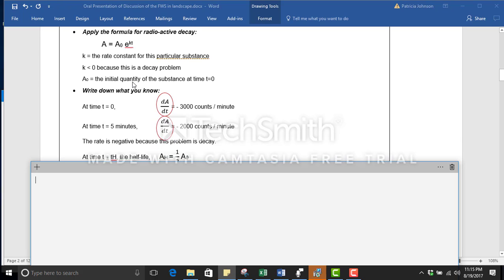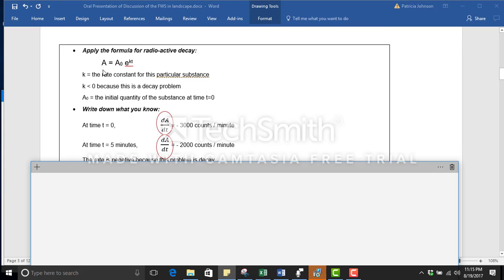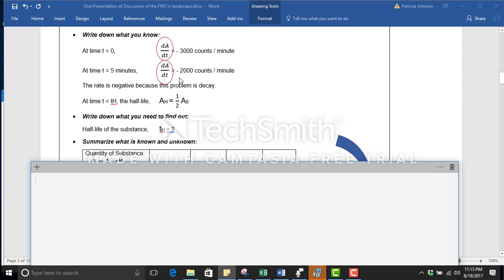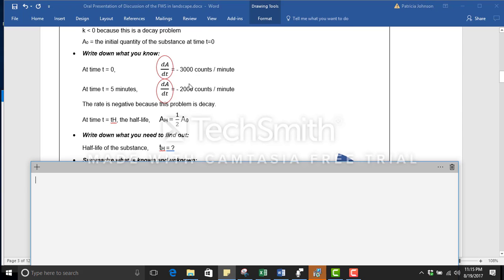Let's write down what we know. We know that the rate of decay at time t equals 0 is minus 3,000 counts per minute, and the rate of decay at time t equals 5 minutes equals minus 2,000 counts per minute. Rate is the derivative with respect to time of the radioactive decay formula. The rate is negative because this is decay and not growth. By definition, at the half-life, 1/2 of the original quantity of substance is left.